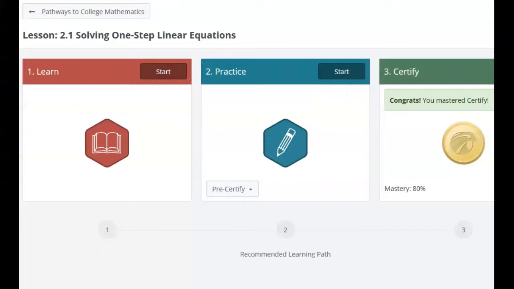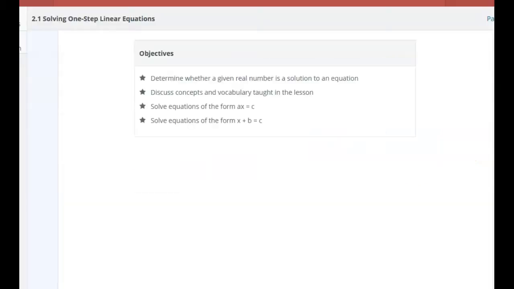So in your flipped classroom notebook, on that first page, you're going to put the title, Lesson 2.1, Solving One-Step Linear Equations. And this is right from the Hawks software program. The second booklet that we use is Practice, right there. And then you'll also be working on your own to do the Certify, which gives you points toward your end of term grade. Generally, at the beginning of every Learn, they give you the objectives that we're going to be going over.